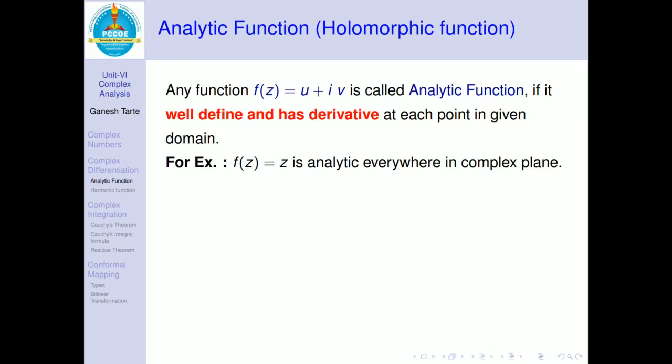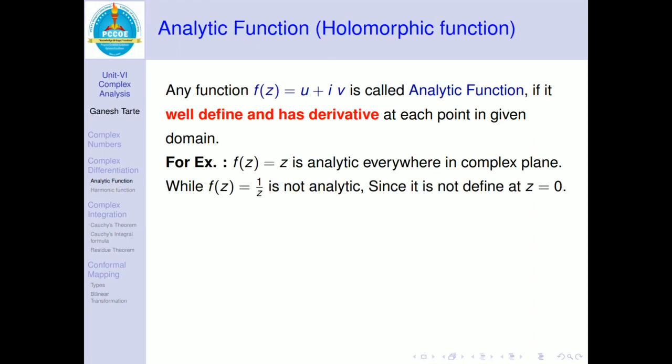It is analytic everywhere. But f of z is equals to 1 by z. It is not analytic. By simple observation, if you replace z by 0 in that, we get infinity. So for finite value, we get infinite, and therefore it is not defined at z equals to 0.